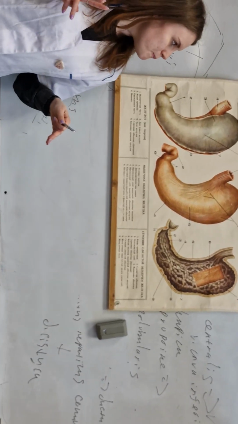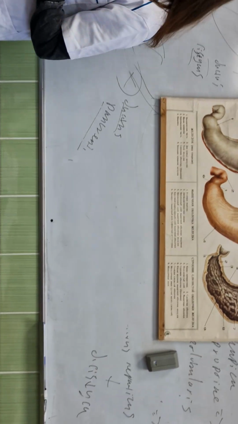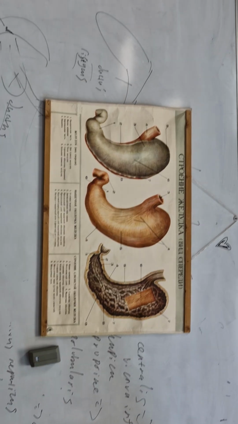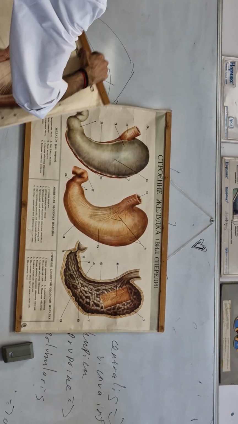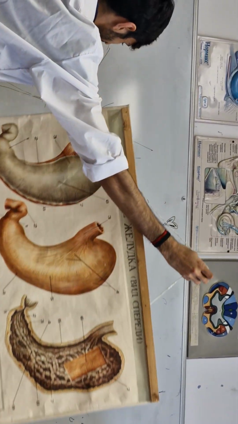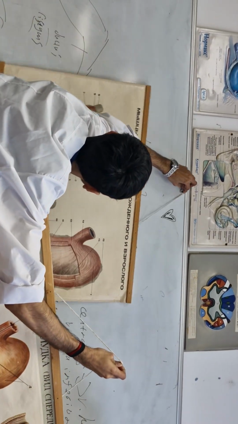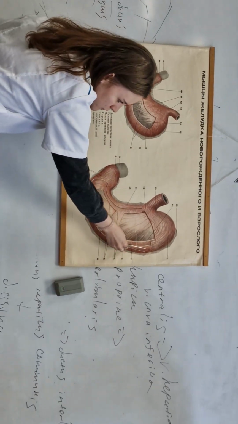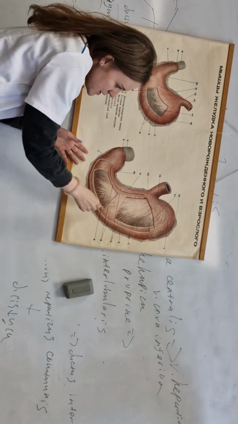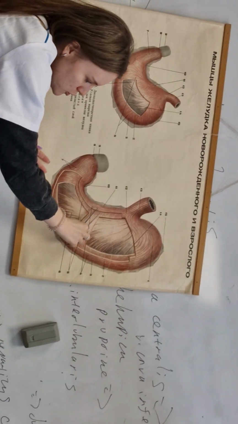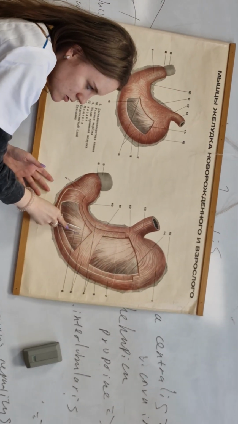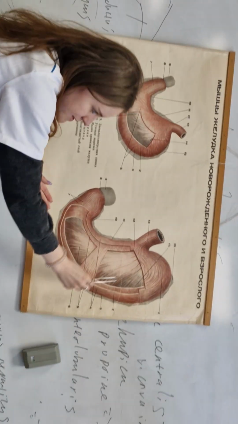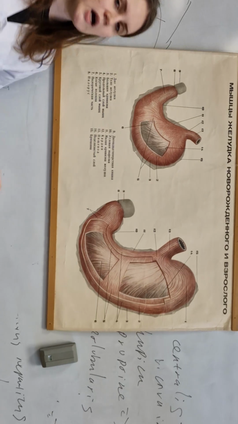Tunica muscularis is second. The muscles: how many muscle layers do we have? Tunica muscularis has three layers. The most external is the longitudinal muscle, musculus longitudinalis. The middle part, musculus circularis, and musculus obliquus. Understand? Longitudinalis, circularis, obliquus. Tunica muscularis.